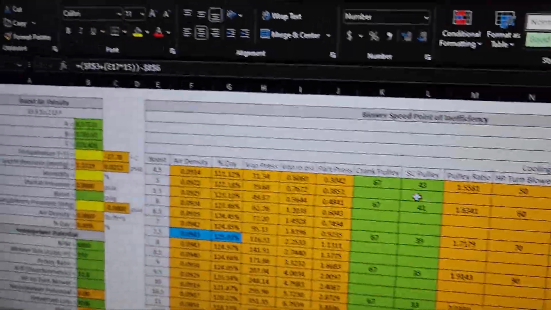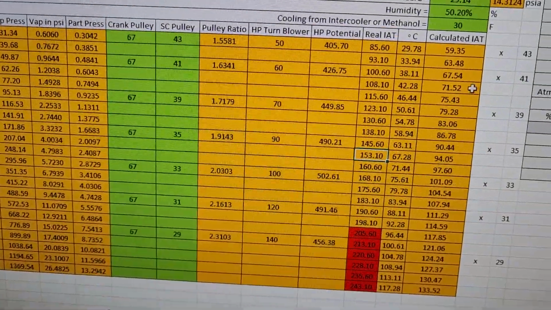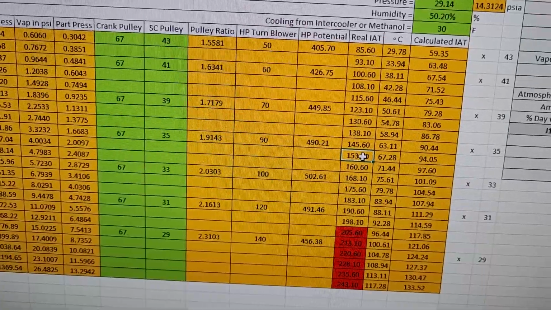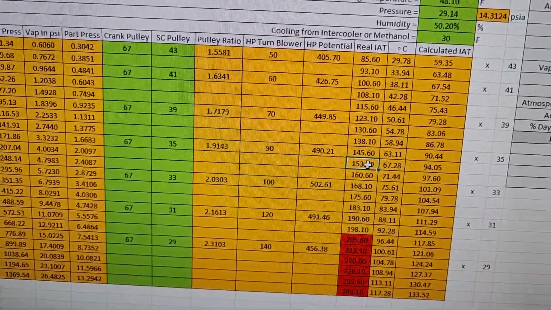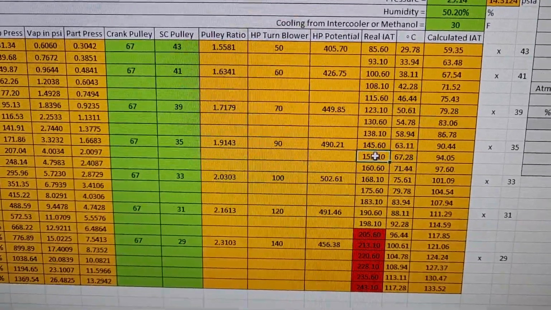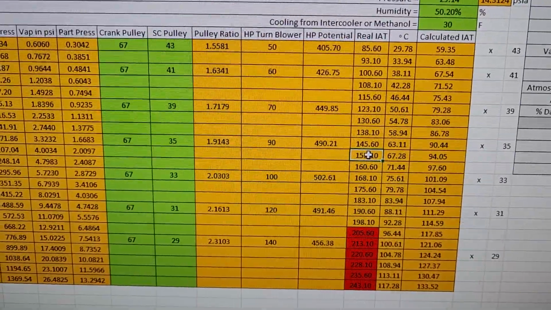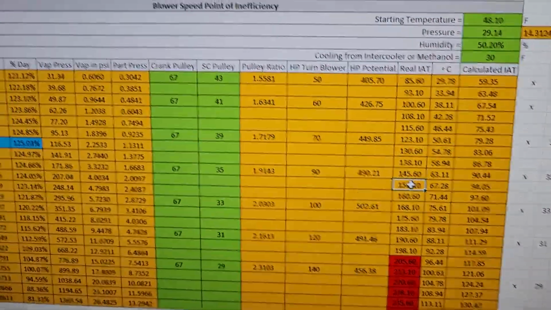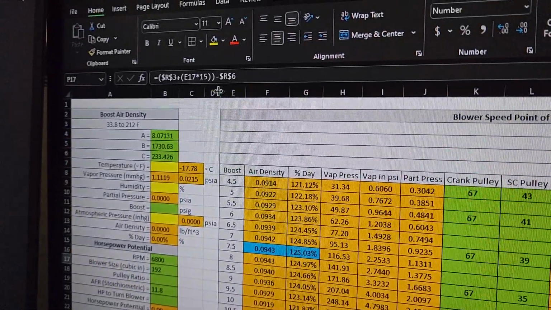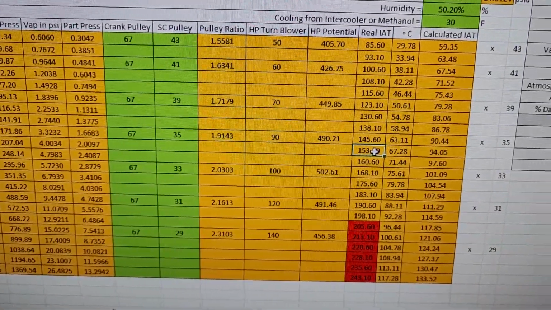The only difference for my real IATs is I'm essentially adding 15 degrees Fahrenheit per pound of boost over whatever atmospheric temperature is. That's pretty typical with Roots superchargers. Your average is between 10 and 15 degrees Fahrenheit per pound of boost. I just go on the top end of that and add 15 degrees, and it pretty much matches what my IAT data is, pretty close.